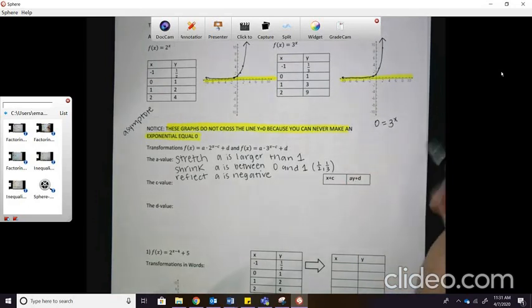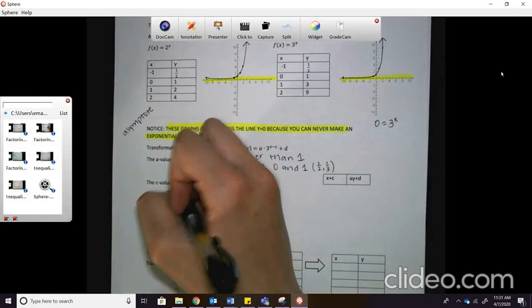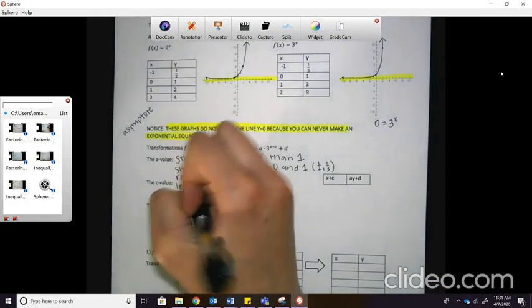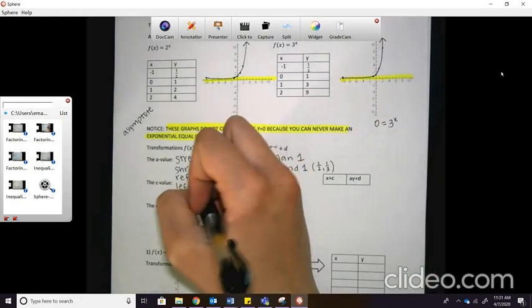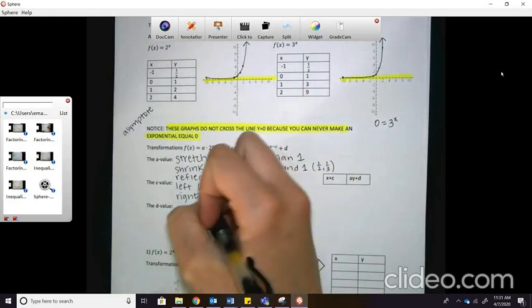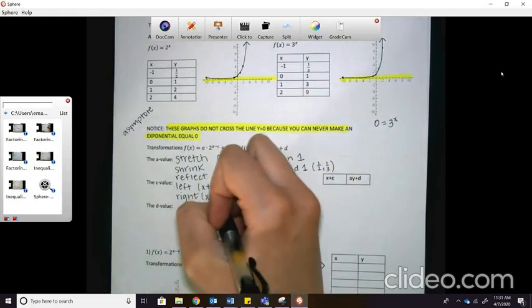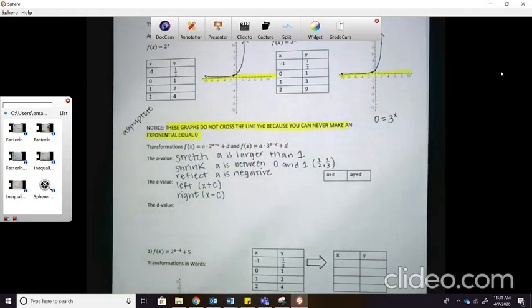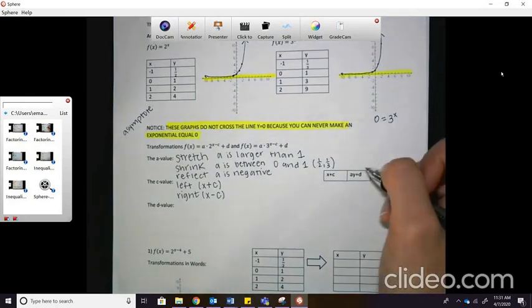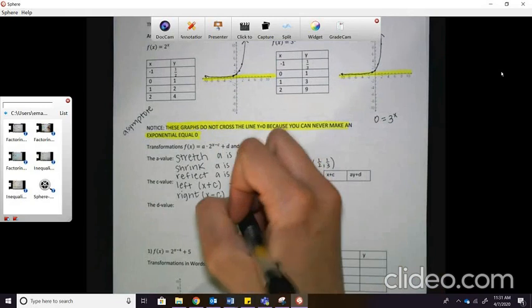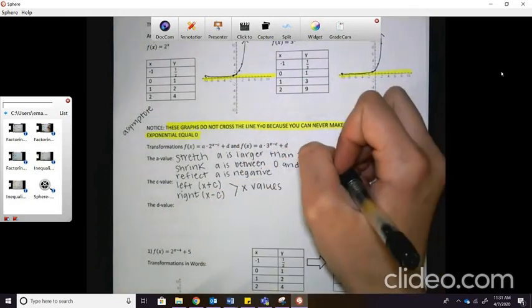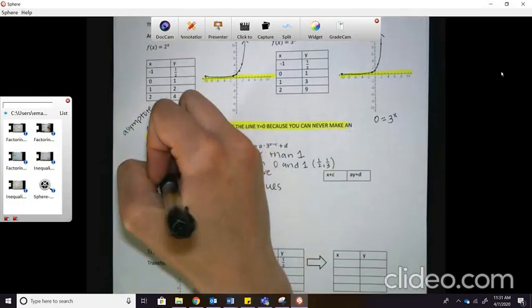So when we use the transformations, we're going to multiply all the parent function's y's by a. Then we have c values. C values move left or right. We have to flip the sign. So if it's x plus c, it's going to move left. If it's x minus c, it's going to move right. Left and right transformations affect our x values. And, of course, then our a's are our y values.